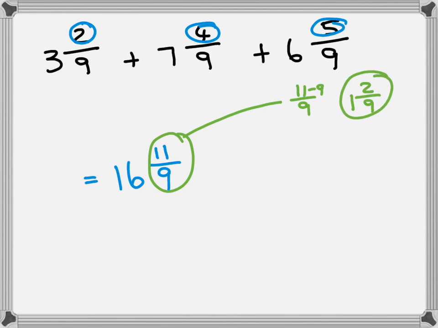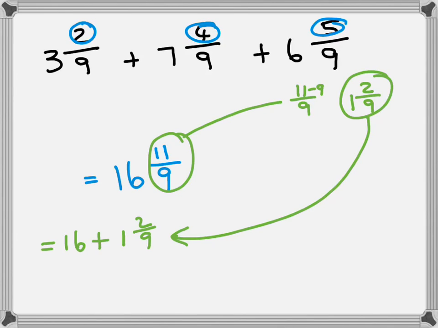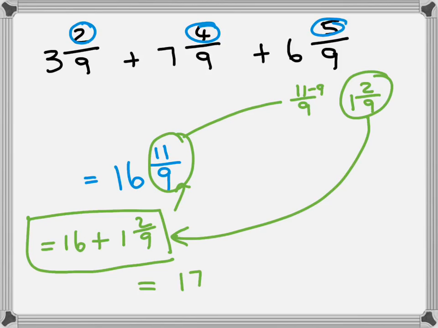So there's our fraction. So what we do is we're going to bring it back here now, like it must behave. We rewrite this as 16 plus 1 and 2 ninths. That's what this was, okay, when we converted it. We haven't changed any value. We've just changed the way it looks. So let's do this piece here. 16 plus 1 and 2 ninths. That's going to be equal to 17 and 2 ninths.